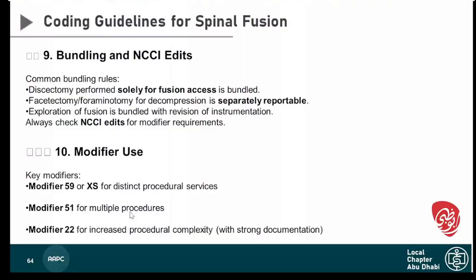Then modifier use. Then appropriate use of 59, 51, and 22. Usually in Abu Dhabi coding, we are not using modifiers in inpatient coding.